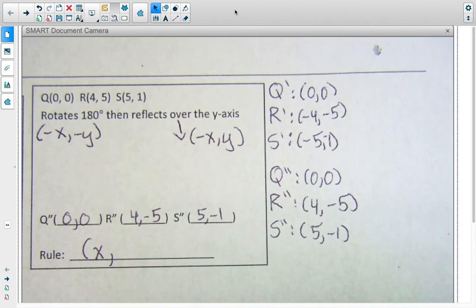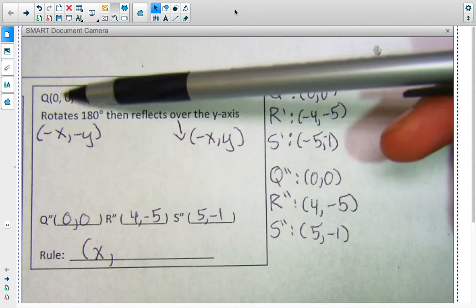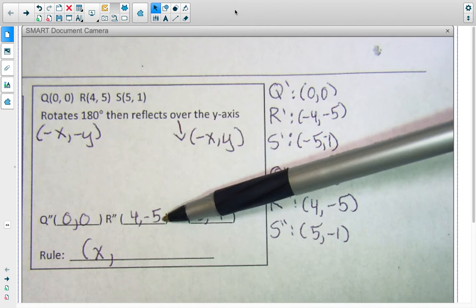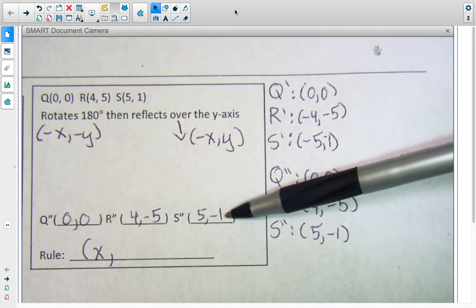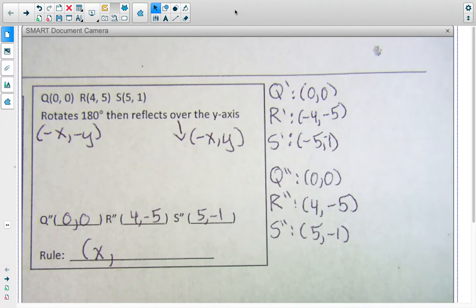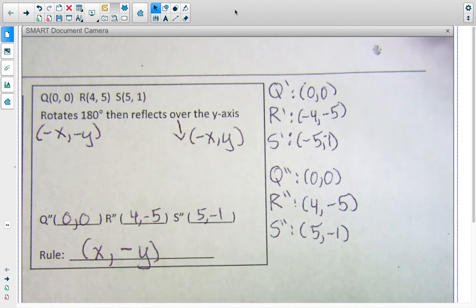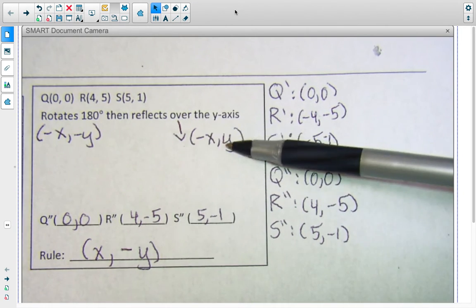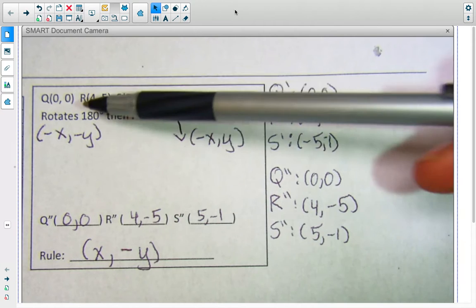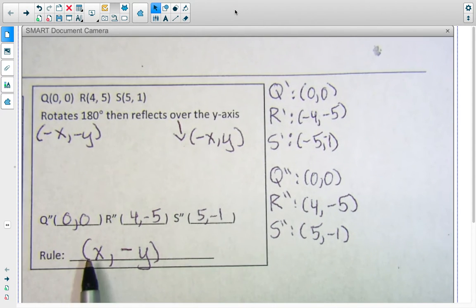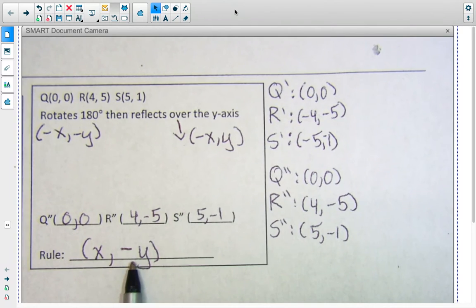If I look at the y coordinates, so 0, I can't really tell too much from 0. I went from a +5 to a -5. I went from a +1 to a -1. So actually my rule for the y coordinate is that we took the opposite sign. So I used a combination of looking at my 2 rules that I had, and I also looked at my original and where I ended from to get that my rule was going to be keep the x and -y.